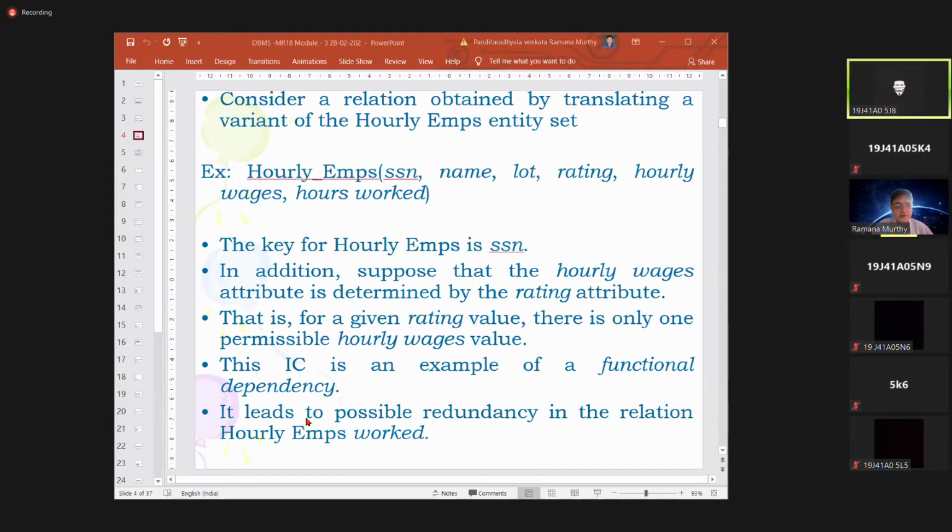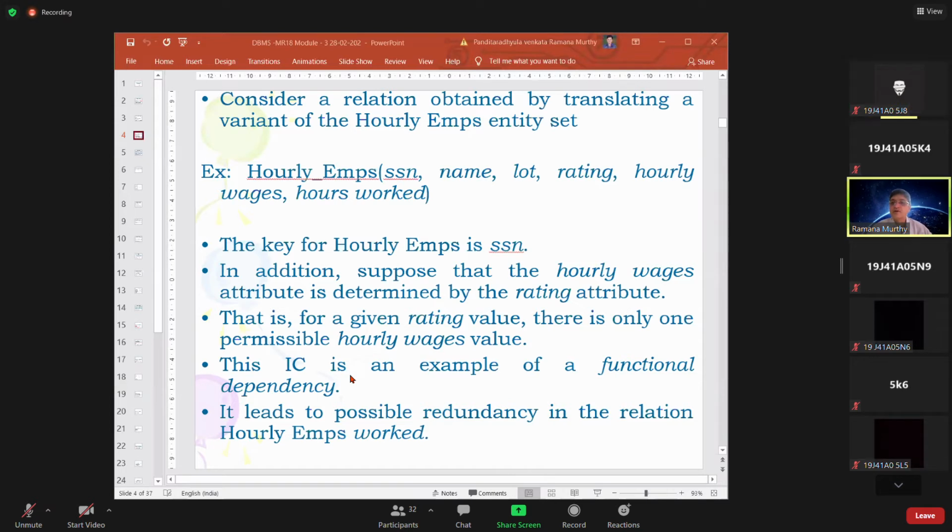What is the meaning of this functional dependency? We are going to identify it in the next class. It leads to possible redundancy in the relation hourly employees worked. So that means if you know the rating, we also know the hourly wage, because it depends on this rating only.